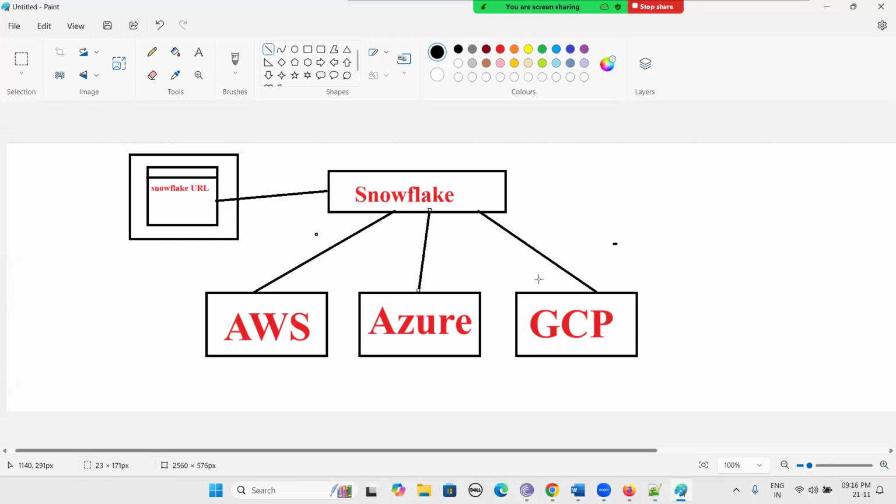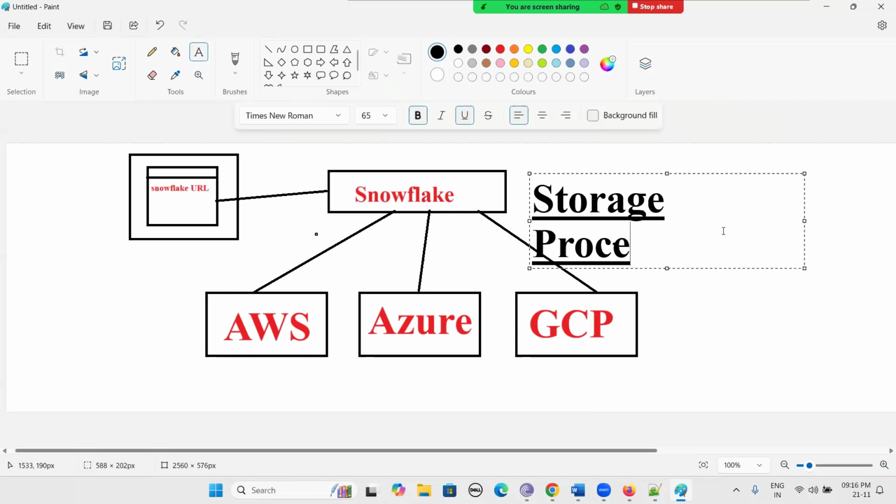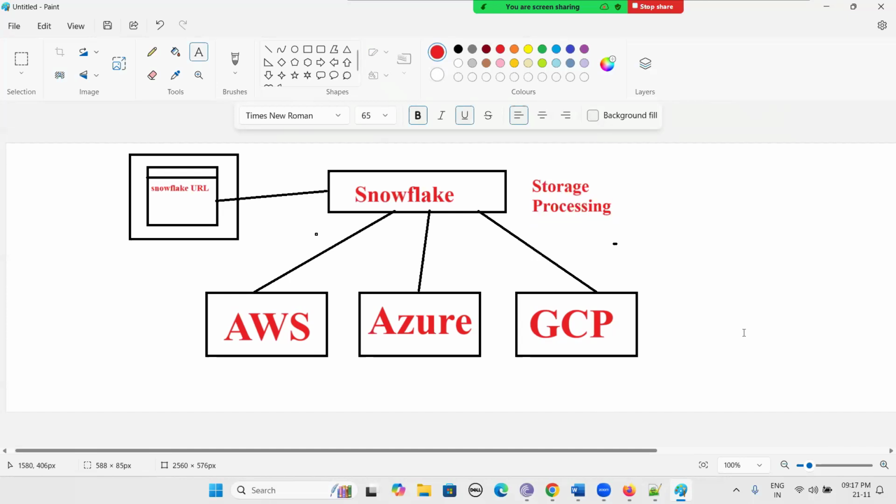For storing the data and for processing the data, we use cloud. Why we use the cloud is one for storing the data and another for processing. So to store and to process, we use cloud technologies. Let's say you are using AWS for Snowflake. If you use AWS for storing, it uses S3 technology. For processing, it uses EC2 systems.